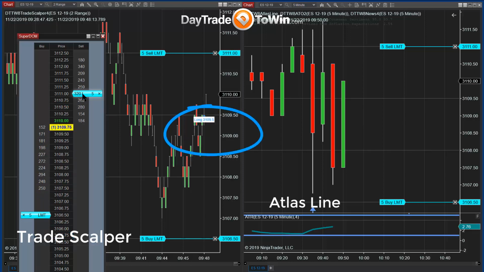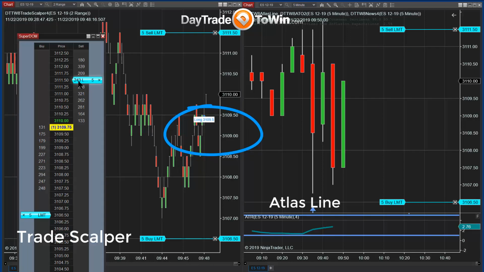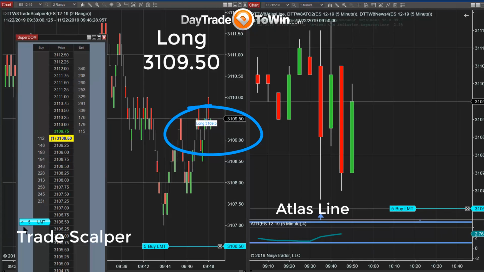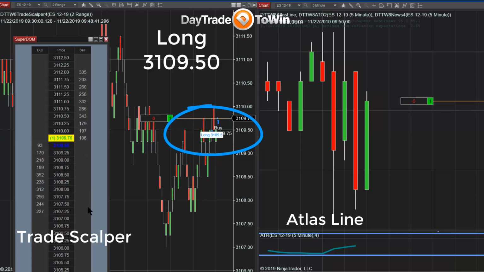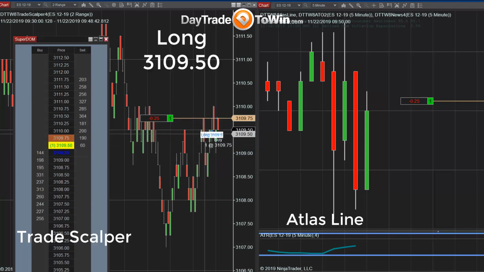The problem is that when the market touches your limit order, you expect to be filled, but you don't always get filled. Oh, here's a long right here. So let me just do that. Order canceled. And so you expect to be filled, but you're not always going to be filled. So this is 3109.50. Order filled. Just to show you here, the trade scalper, right? 3109.50. I use the market if touched, so there's a tick of slippage.